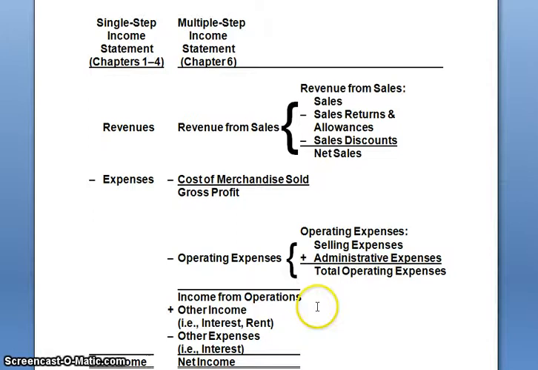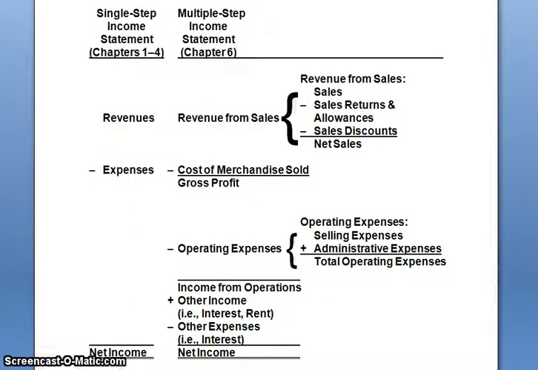From there, you've got income from operations. And as I said before, you've got plus or minus any other income items. Typically, you see interest and things like that fall into there. All right? And this gives you net income at the end of the day. Now, let me just talk about how other income could be rent, let's say down here. Let me just talk about for a second why that would be.